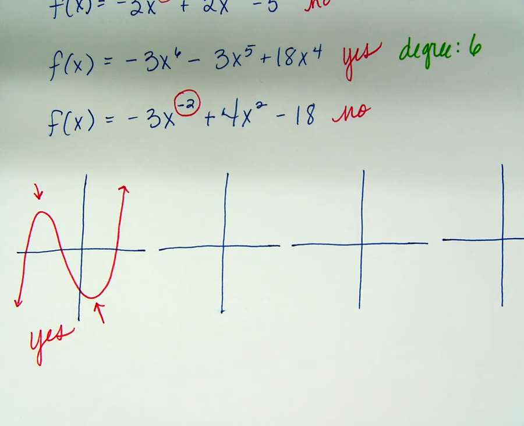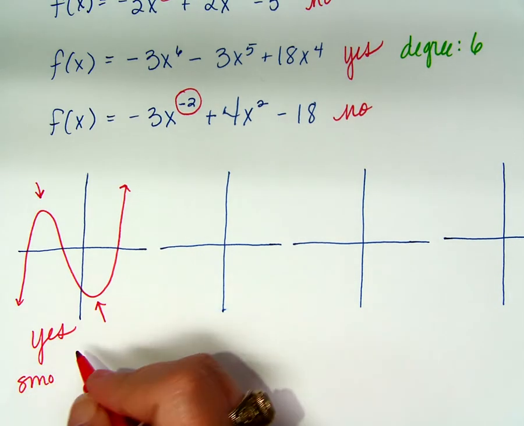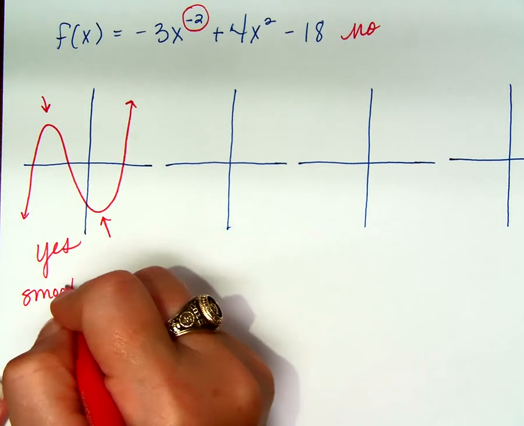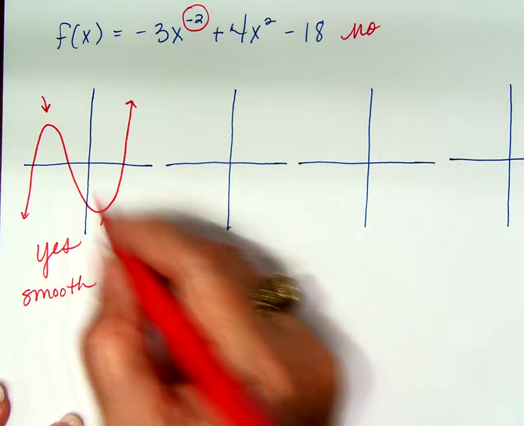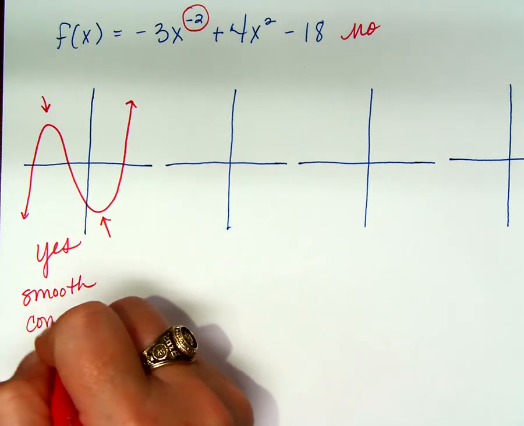Okay? They're smooth. I said corners, I didn't mean corners. Can I take that back? Curves. They're smooth. There's no sharp turns. And another thing is that they're continuous.